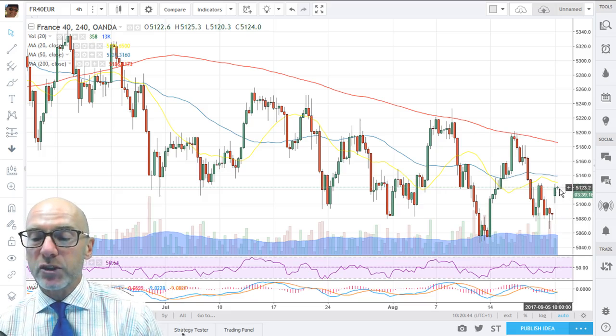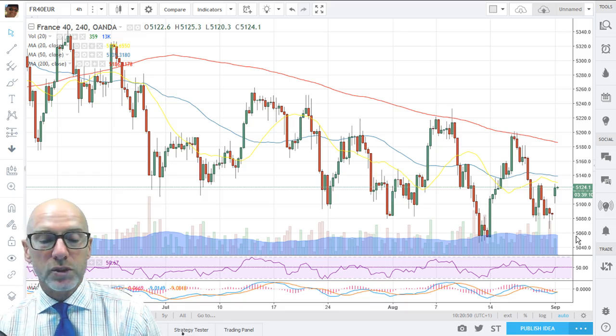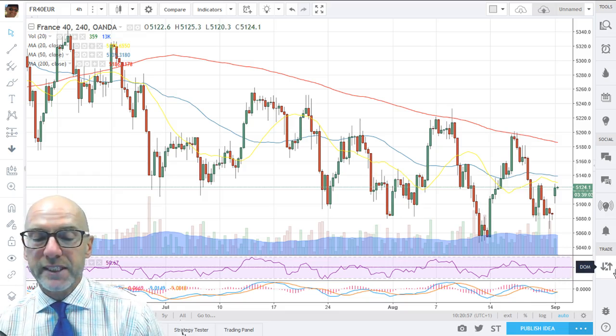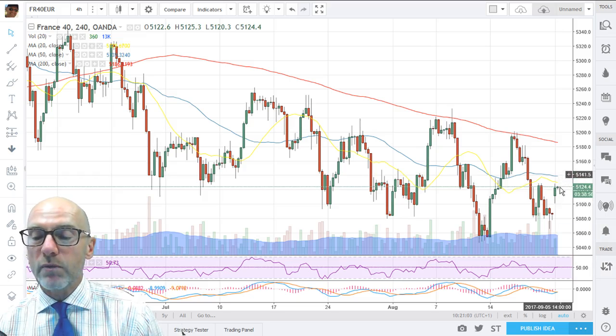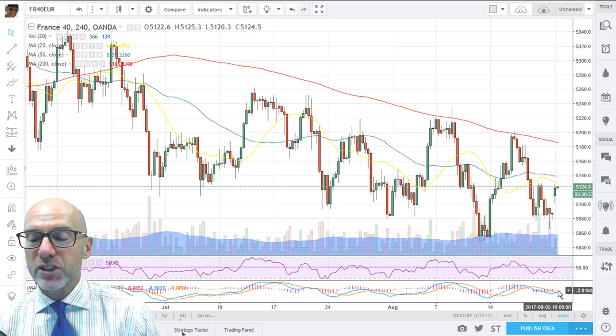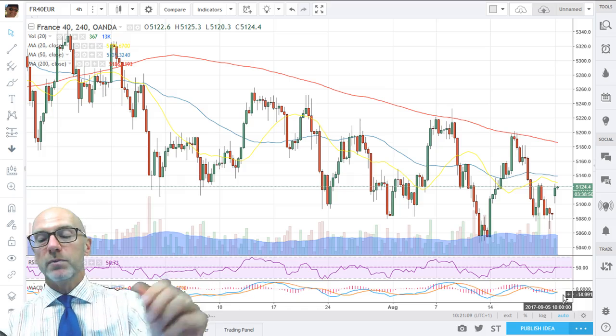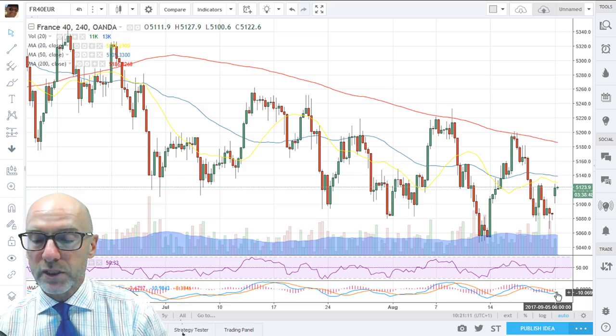So if the moving averages do push down, we would likely see a test initially of the 5080 and then the 5060 support. On the RSI, it's trying to tick up. It's just gone back above 50 today, 50.67, but really on the 4 hour we need to break above 51.40 for that to gain any traction, and likewise for the MACD to move into a positive picture.